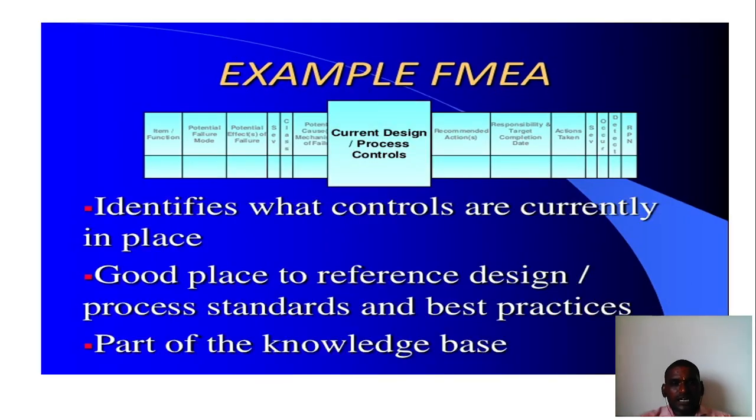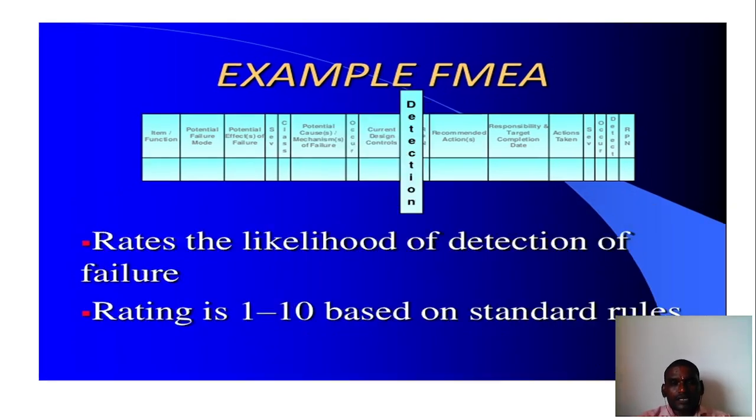Okay. So another one is current design or process controls. Based on that we can control the problems in the particular product. It identifies what controls are currently in place, referencing design and process standards and best practice, part of the knowledge base. Based on the knowledge we have to design and process the particular product. Okay, so another thing, rate the likelihood of detection of the failure. Here also you have to mention the detection rating from 1 to 10. Based on that we can identify the effect on the product.